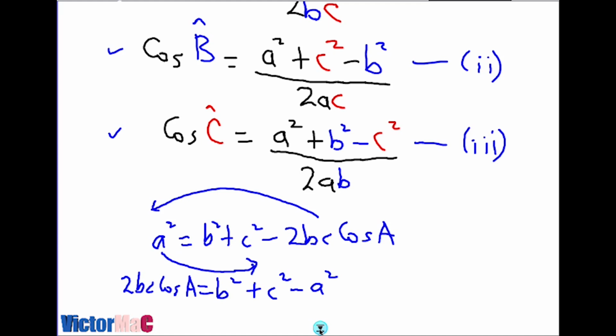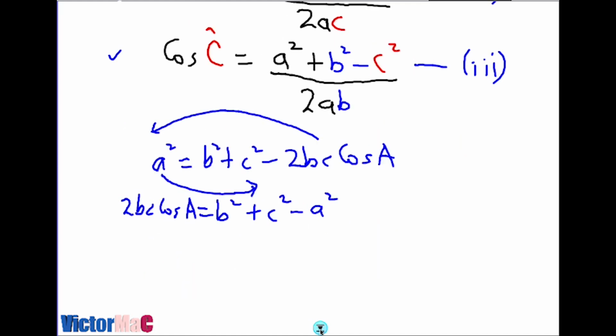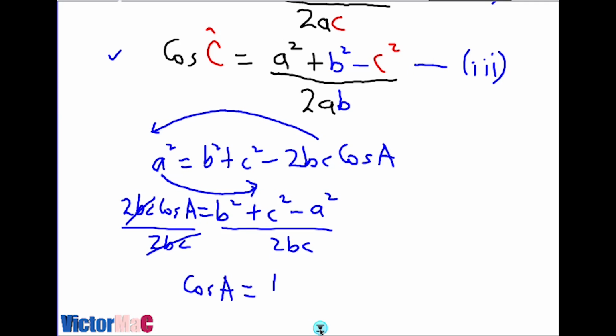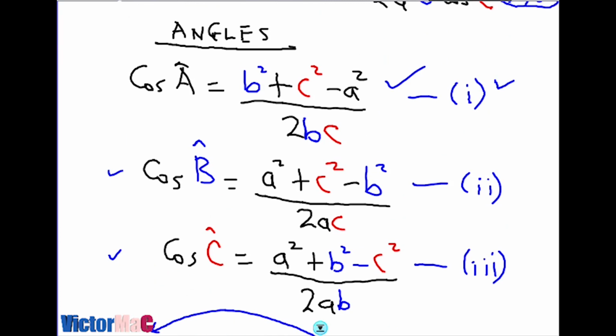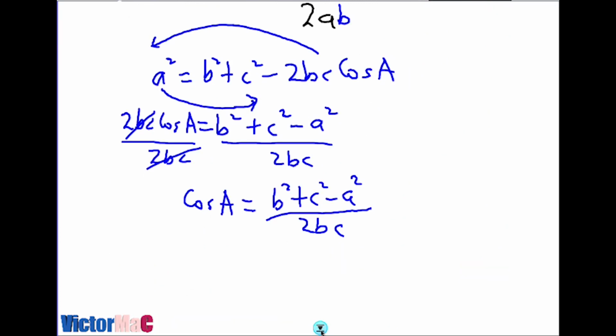Alright, so dividing both sides by 2bc, we cancel out 2bc on the left, so cosine of A is equal to b squared plus c squared minus a squared over 2bc. Okay, so we can adopt this idea to establish the other ones. So you can see now, this is what we just derived below here.